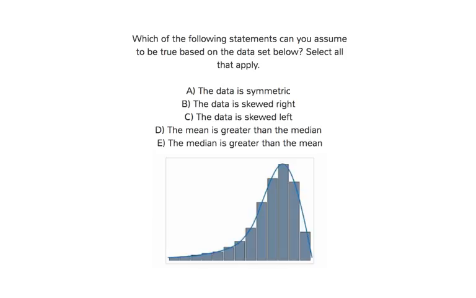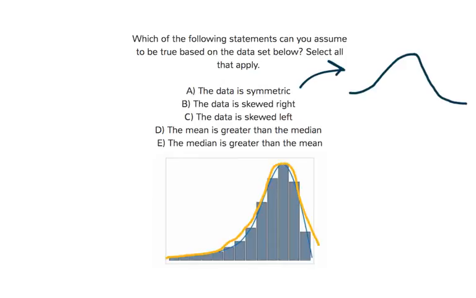Which of the following statements can you assume to be true based on the data below? Select all that apply. The data is symmetric. If the data were symmetric, it would look more like this. But this data set doesn't look too symmetric. It looks like it's actually skewed a little bit.